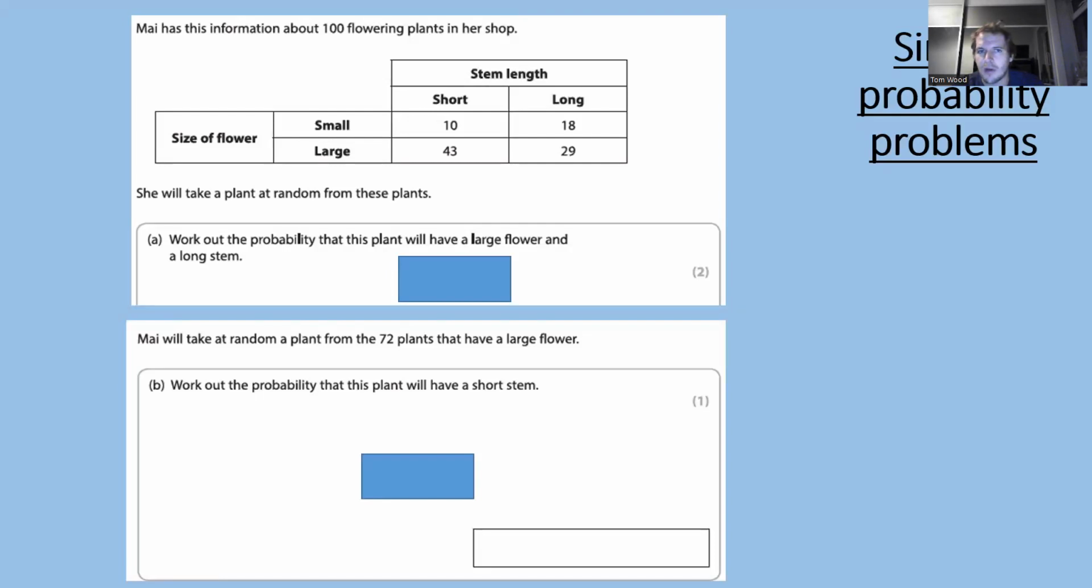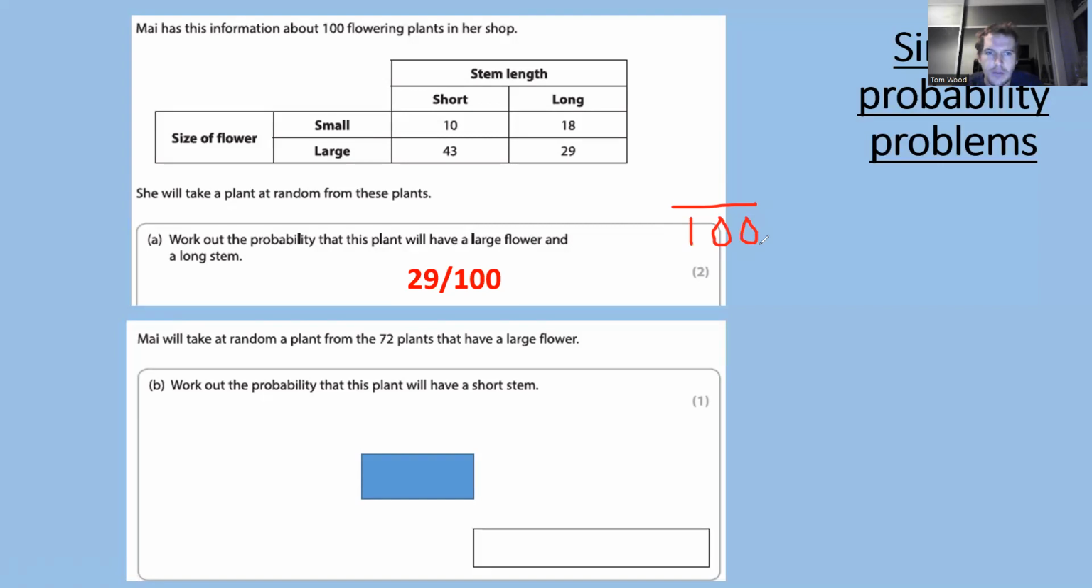Okay, let's have a bit of a look then. I can see the majority of the correct answer there again, which is fantastic. So the overall answer here should be 29 out of 100. Why so? Well, there's 100 flowering plants in total. That's all of these together. There is 100 of them. So I know if I'm picking at random, I'm making a choice out of 100 things.